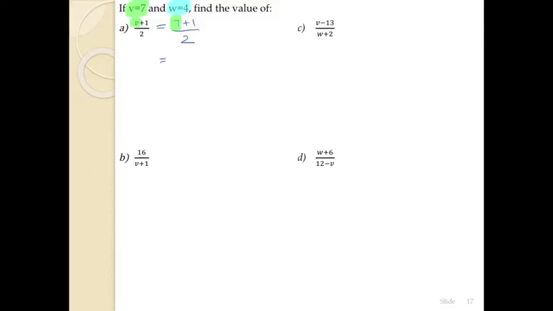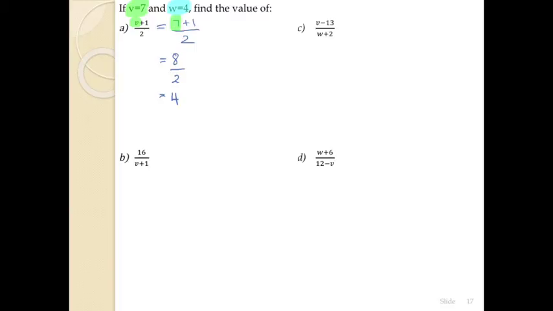And we need to remember that there are implied brackets there. So we have to pretend that there's brackets around the 7 plus 1. We need to work that out. So 7 plus 1 is 8, and that gives us 8 over 2, or we can do it as 8 divided by 2, which gives us 4.